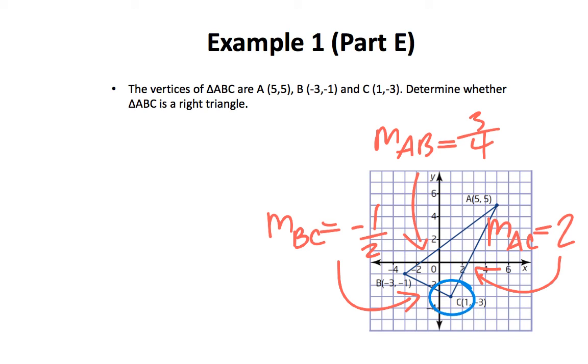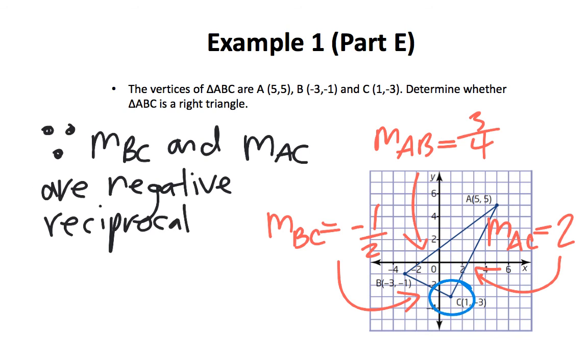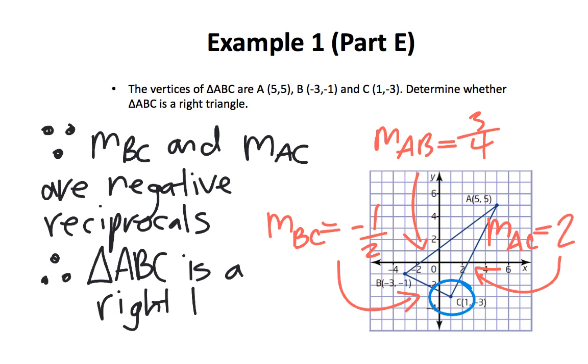Let's end this off with a concluding statement. Since the slopes of BC and AC are negative reciprocals, therefore, triangle ABC is a right triangle.